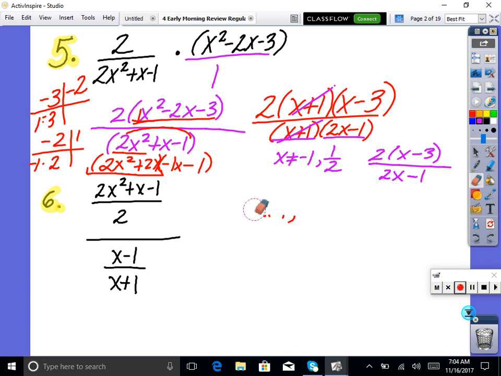We flip the second fraction and multiply. Do not flip the second and multiply on multiplication. People start doing that, so only with division. So flip the second and multiply. So that would put x plus 1 on top, x minus 1 on bottom.